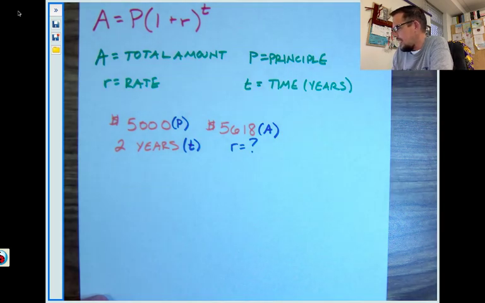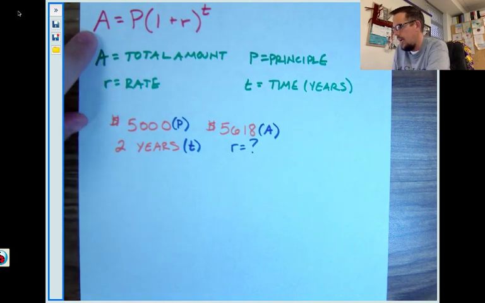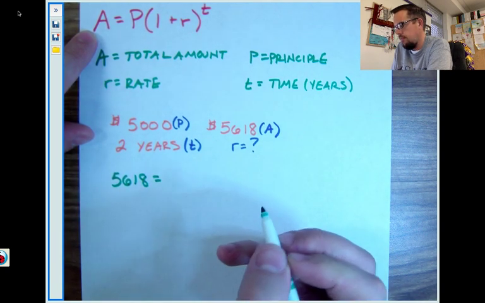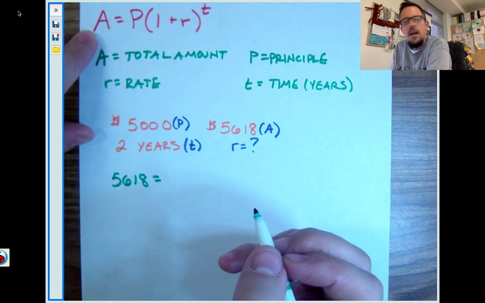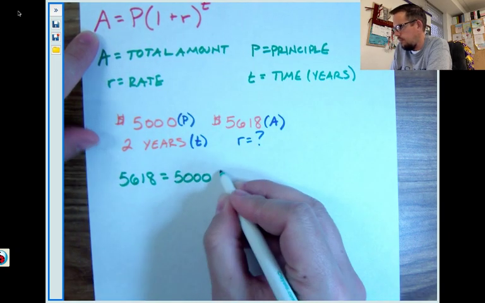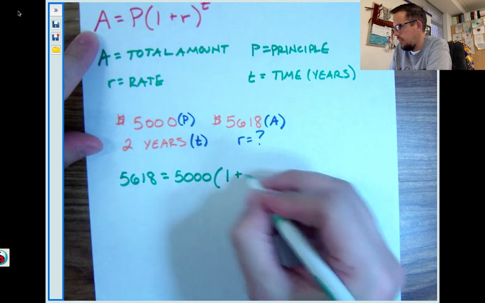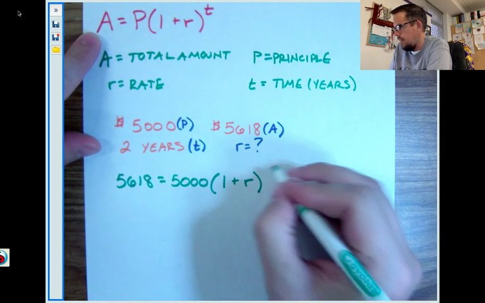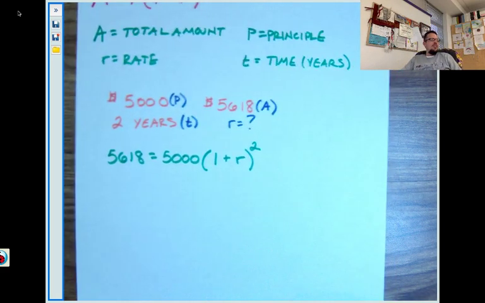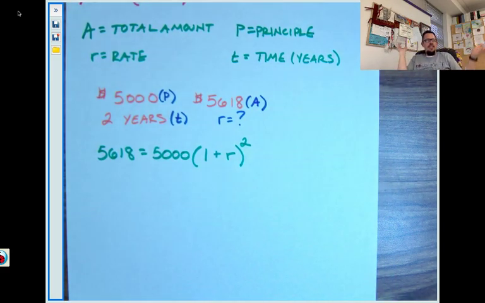Well, let's take our equation and let's just plug in what we know. So instead of A equals, it's 5,618 equals. And instead of P, it's 5,000. 1 plus the rate. And then T, the time is 2. Hey, look, it's even squared. Oh my gosh. What are the odds that while we were doing quadratics, this person would invest their money for 2 years? Crazy.